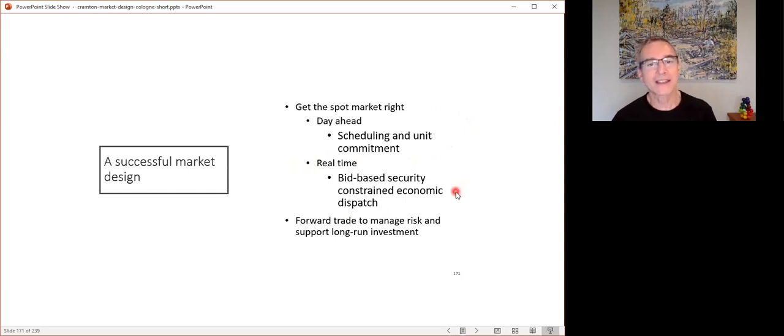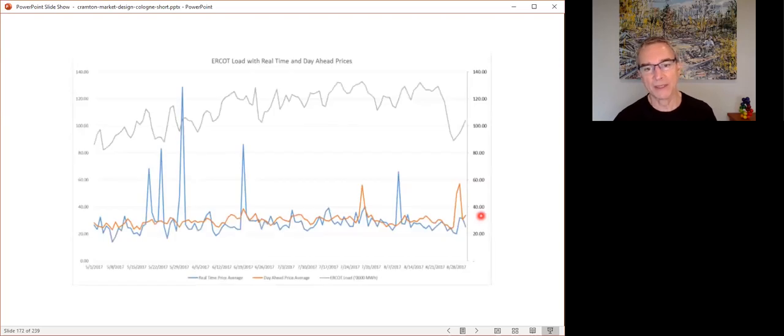Because basically the generators and the demanders get to do whatever they want. And so they basically respond to the prices. So it's very important to get these prices right. And this optimization does just that. That's what it's designed for. And then of course, there's lots of forward trading, as I mentioned, to better manage risk and support the long-run investment.